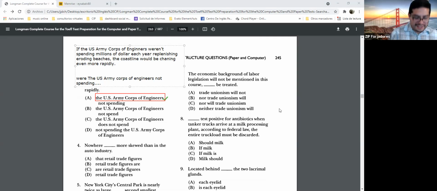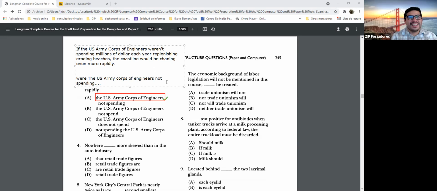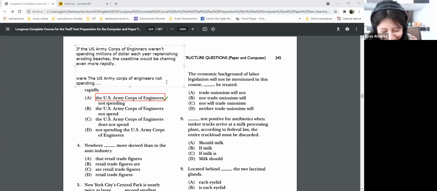Let's continue, please. Just one question. In that case, just to check, "were" is the auxiliary, right? And the verb is "not spending." Yeah, exactly. It's past progressive. The auxiliary is "were." But remember, the verb to be and the verb to have could be both the verb and the auxiliary.